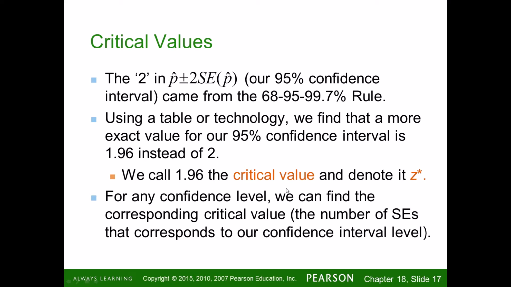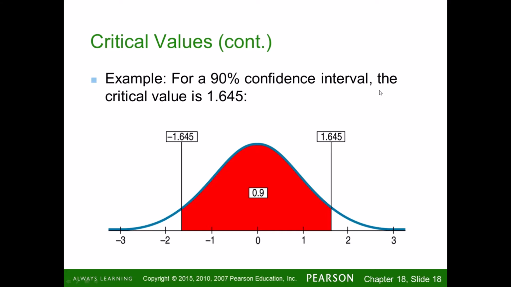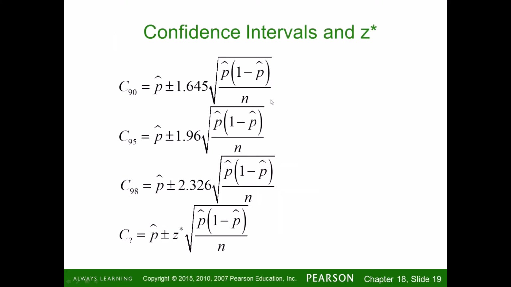So here are some options. This is something I'm going to come back to, so just stand by with that. All right, some common ones. For a 90% confidence level, it's actually 1.645 standard deviations to either side of your sample estimate. And 95% is 1.96 standard errors to either side, which we just saw. 98% is 2.326 standard errors to either side. And 99% is 2.576.